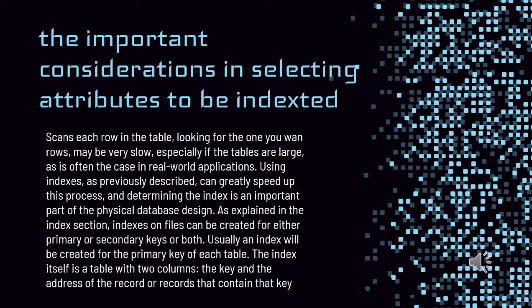As explained in the index section, indexes on a file can be created for either the primary or secondary key or both. Usually, an index will be created for the primary key of each table. The index itself is a table with two columns, the key and the address of the record or records that contain the key. Thank you.